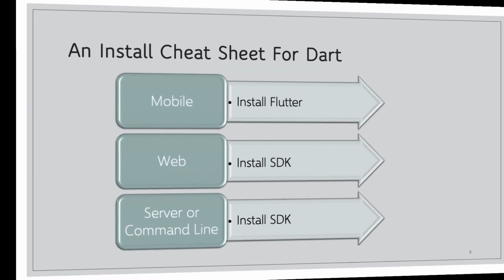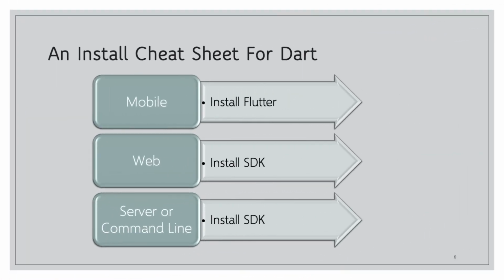All right, and I developed this little cheat sheet to help you out depending upon what your needs are. You might only want to learn Dart. This is the right course for you. There are 12 sections that are jam-packed of everything you need to know. So if you want to learn mobile, you can install Flutter. If you, on the other hand, have a desire to move on to web development or server or command line applications, you want to install the SDK. Again, I'll be using both in this class.